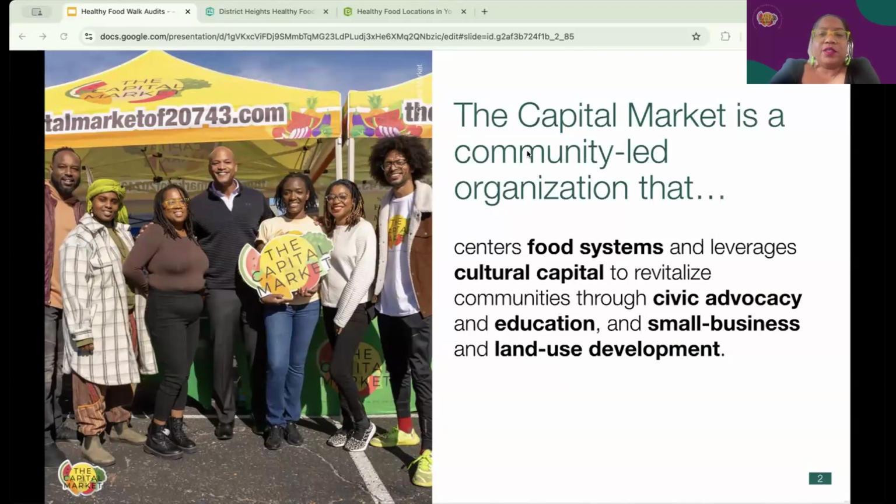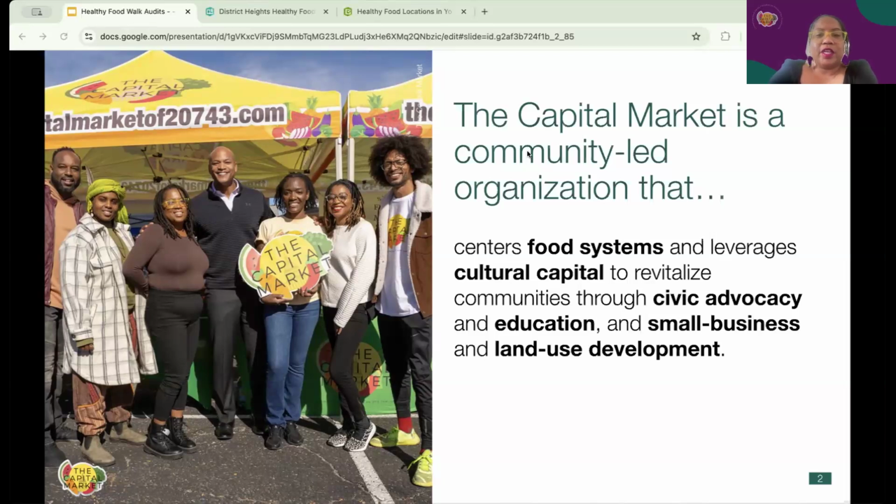I, along with my friends and family, sit on the board of an organization called the Capital Market, which is a community-led organization that features and centers food systems and leverages cultural capital to revitalize communities through education and placekeeping and placemaking. We use food systems regeneration to vision a world where all have access to healthy foods, affordable housing, and opportunities for community and self-actualization.